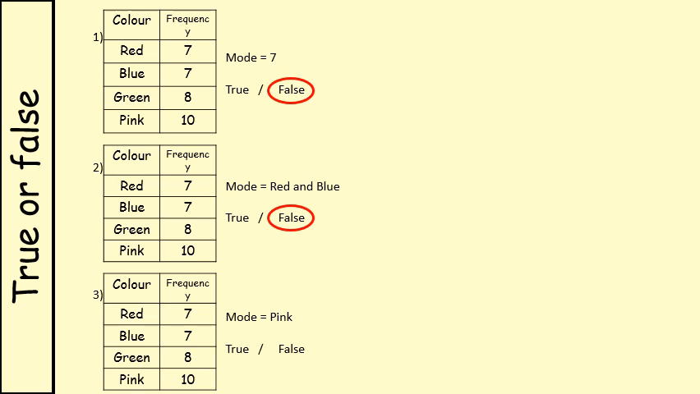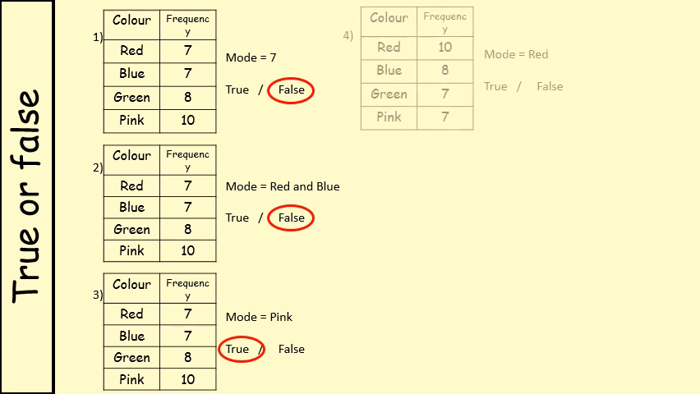Okay, so this time we're looking at the table, same data again. Our statement is our mode is pink. Is this true or false? Okay, it's probably quite obvious given the previous question, so we can say this one is true.